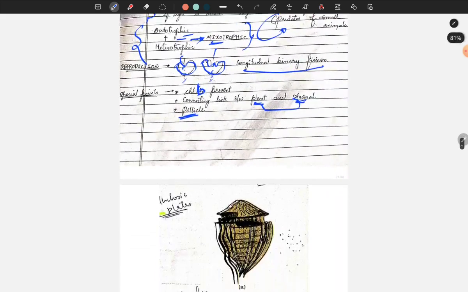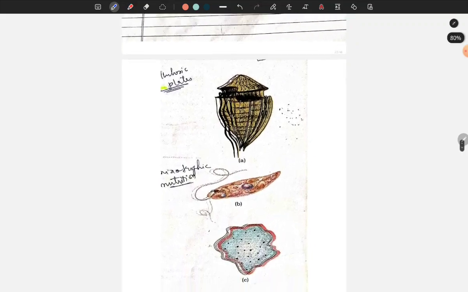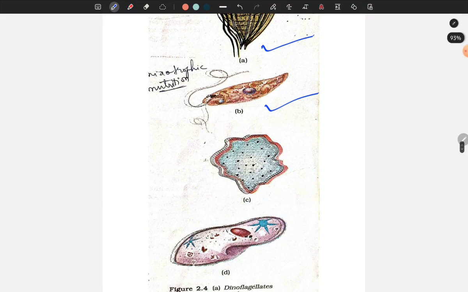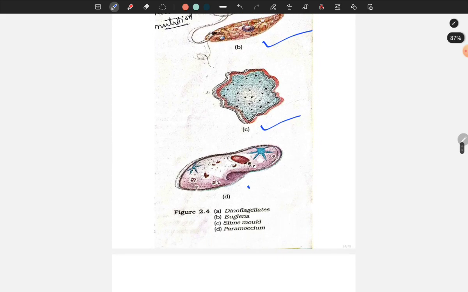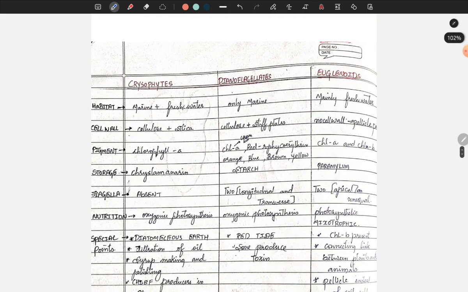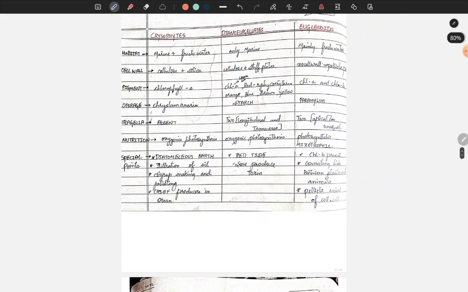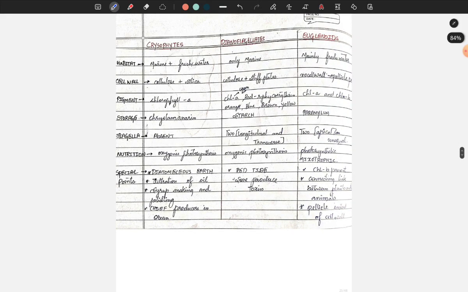Look at this, guys. This is dinoflagellates, euglenoids, slime molds, and paramecium. I will explain those later. Now look here, the overview of this is called a summary, guys. You can remember only this one, more than enough for your NEET and boards. See, habitat of chrysophytes, dinoflagellates, euglenoids. Habitat: marine plus freshwater, only marine, mainly freshwater.